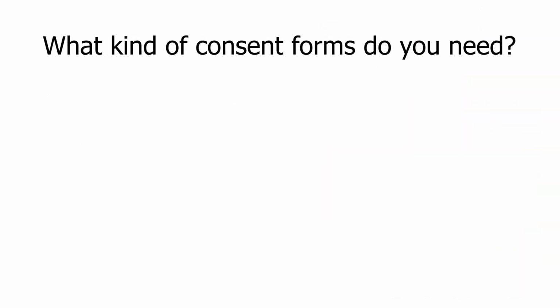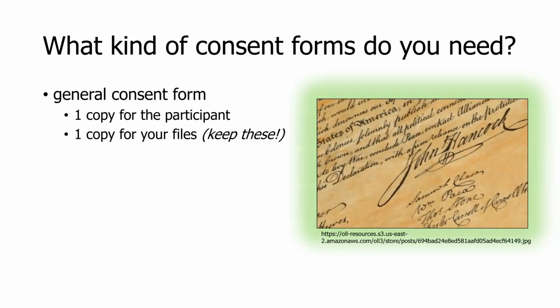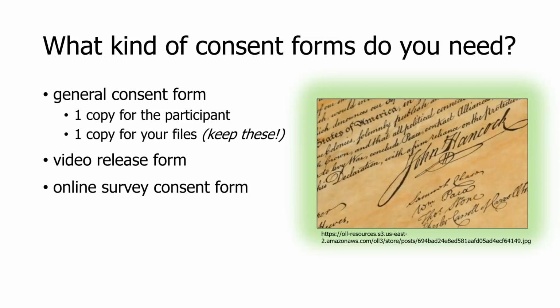So what kind of consent forms do you need to have? There are a variety of these. There's a general consent form. You need to have one copy of these things for your participant, one copy for your files. You need to have a video release form if you're taking videos. You need to have an online survey consent form if you're doing an online survey. If you're doing anything with minors, you have to have a parental consent form.